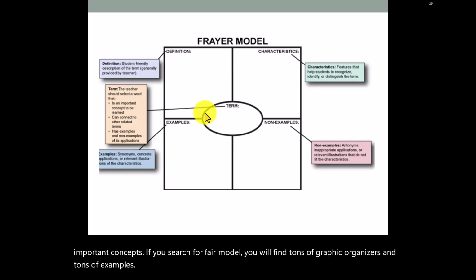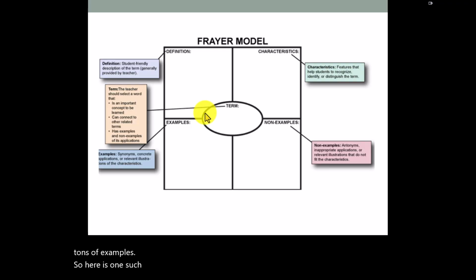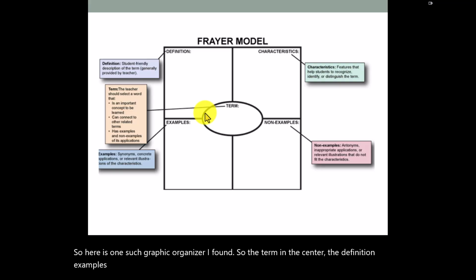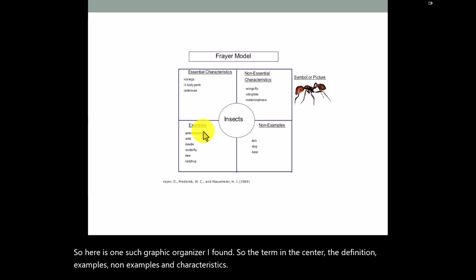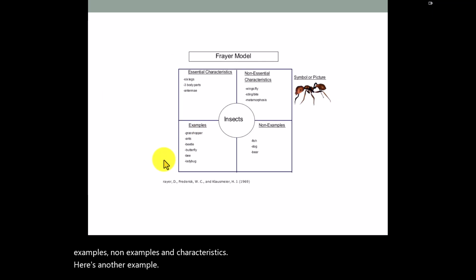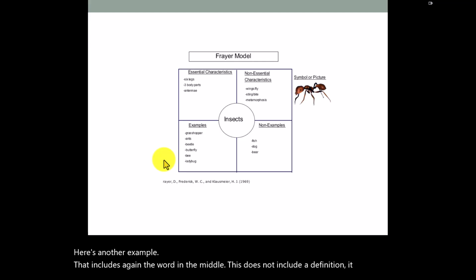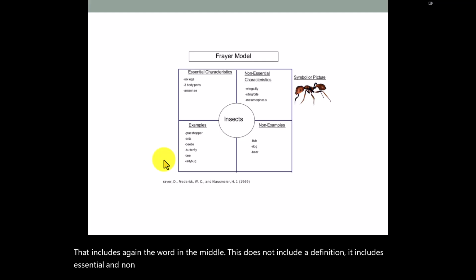So here is one such graphic organizer I found. The term in the center, the definition, examples, non-examples, and characteristics. Here's another example that includes, again, the word in the middle. This does not include a definition. It includes essential and non-essential characteristics. It includes examples and non-examples, and it includes a symbol or a picture.